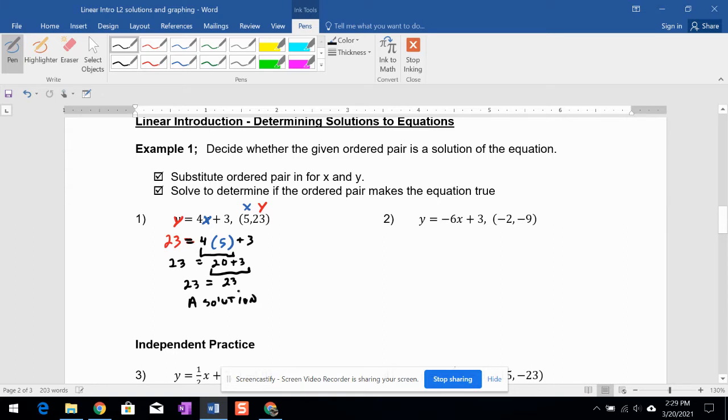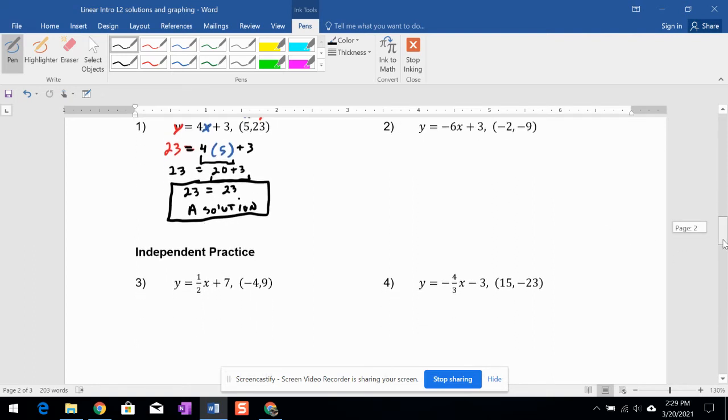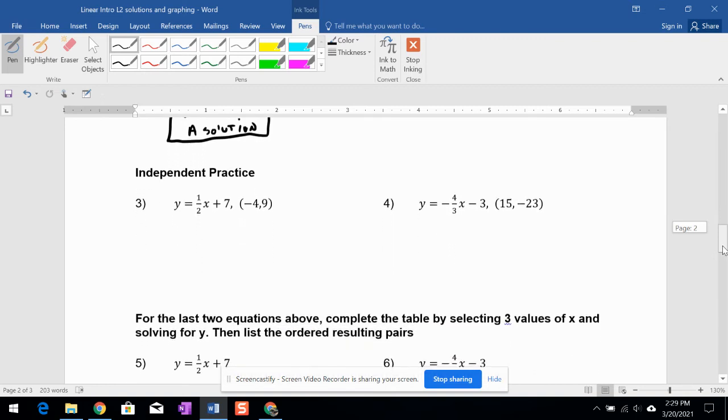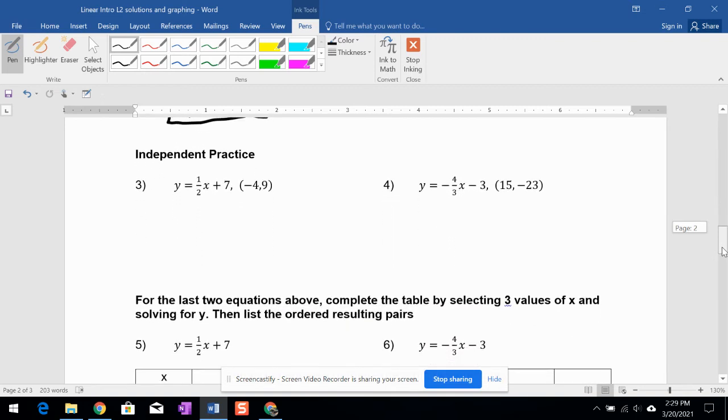And what we want to be in the habit of doing is not only noting what the outcome is, a solution or not, but stating what the proof is. So this is what the final answer would look like: the response to a solution or not, and the supporting evidence mathematically. So we'll go through that process one last time with problem number 3, because it incorporates a fraction, and I just want to make sure that we have some comfort in doing the same process, but even with fractions involved.